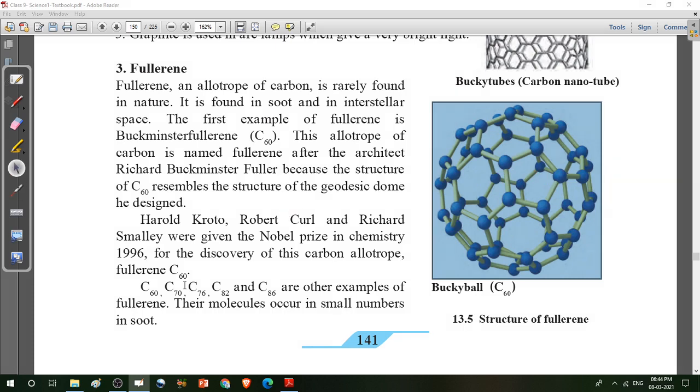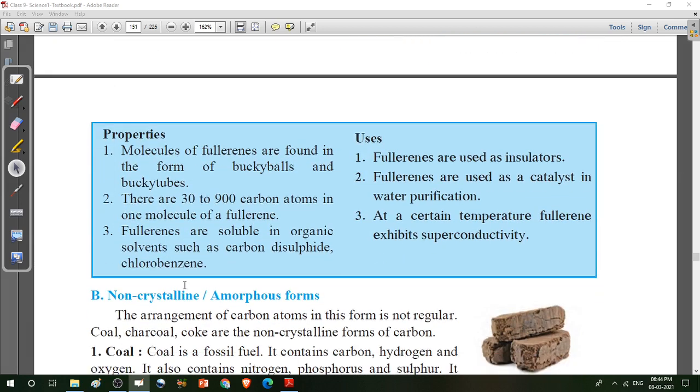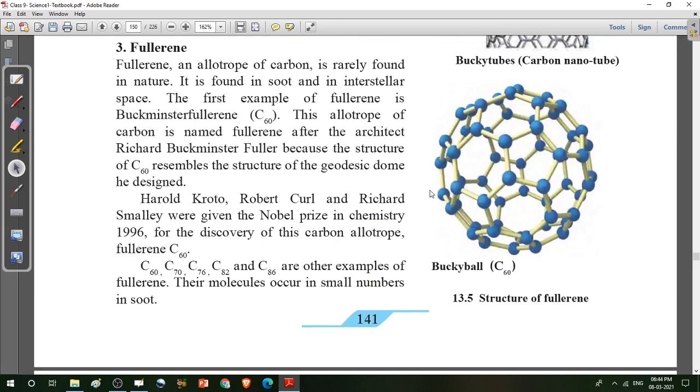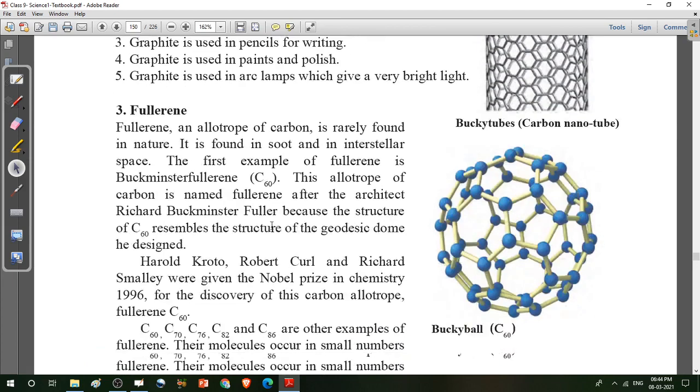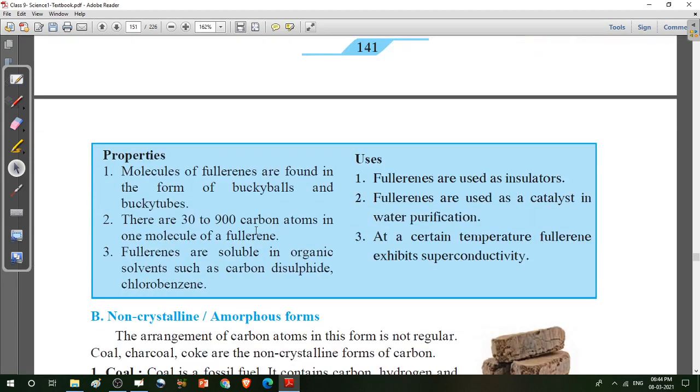So just observe the appearance of a football if you have one. Now move on to the next heading, properties and uses. The first property: molecules of fullerenes are found in the form of buckyballs and buckytubes, like this. There are 30 to 900 carbon atoms in one molecule of fullerene. That means this is a very big compound. Fullerenes are soluble in organic solvents such as carbon disulfide and chlorobenzene.